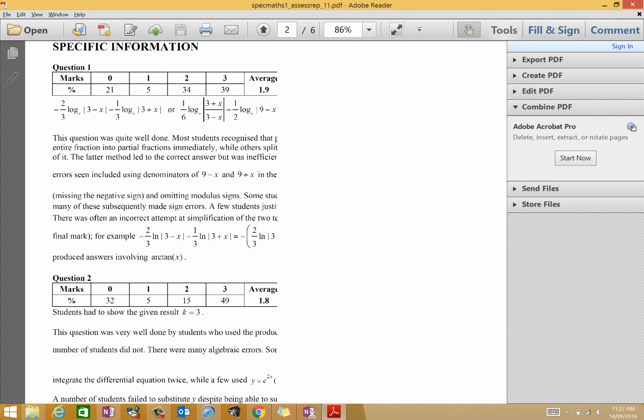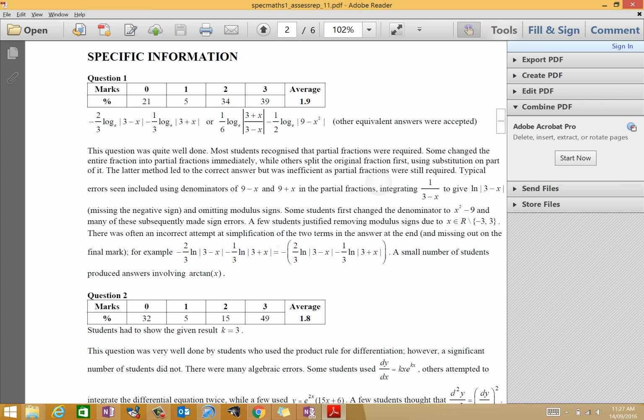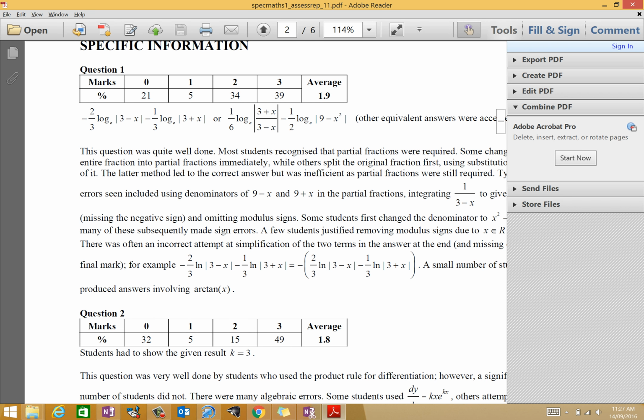Let's have a look. Students did fairly well in this, but it was quite evident that a lot of students, 39% of students, got 3 marks for that. As you can see there, I've left it in this form, and it says other equivalent answers were accepted, things such as this, depending on if you did partial fractions in the one hit. These questions were quite well done.